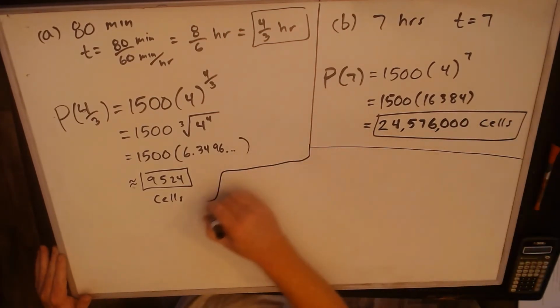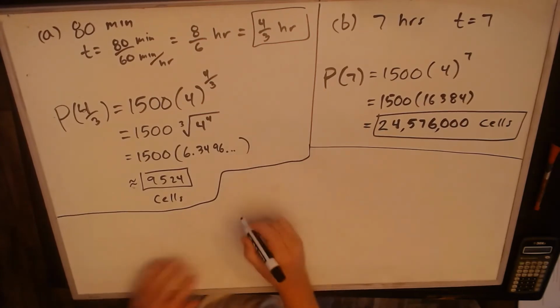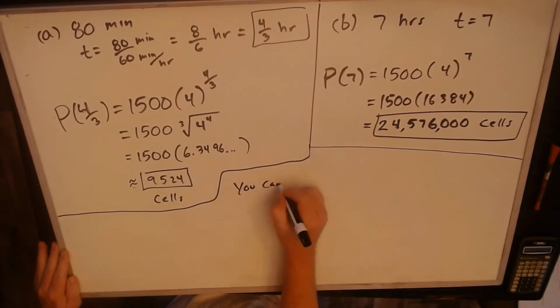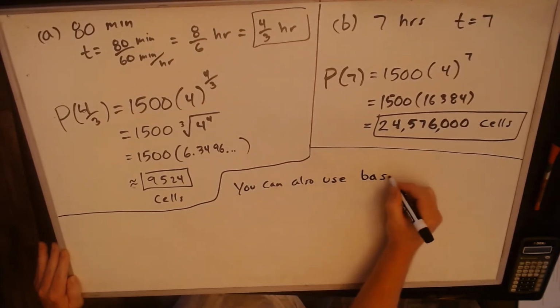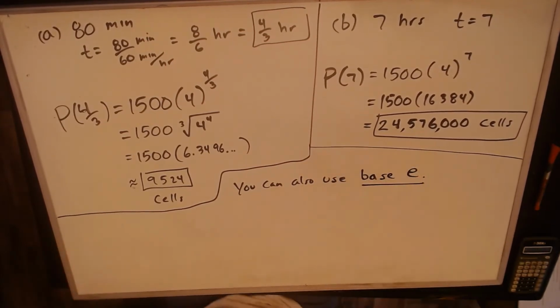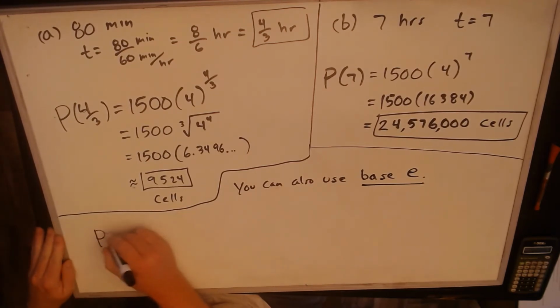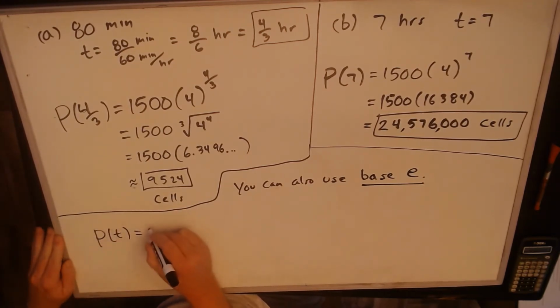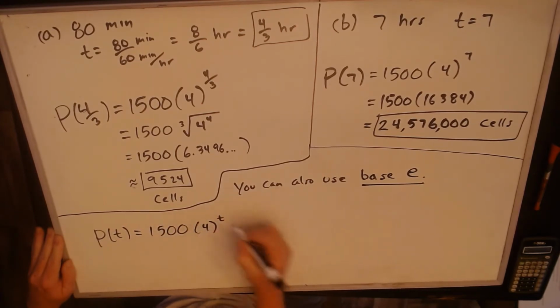Last time I showed you how to convert your model to base e, if you like. There's some advantages to this. Let me first show you how it works, and then I'll talk about the advantages. So you have your P of t is 1,500 times 4 to the t.